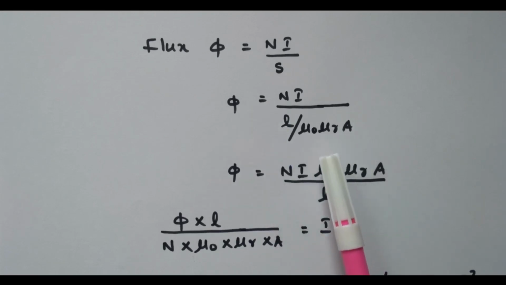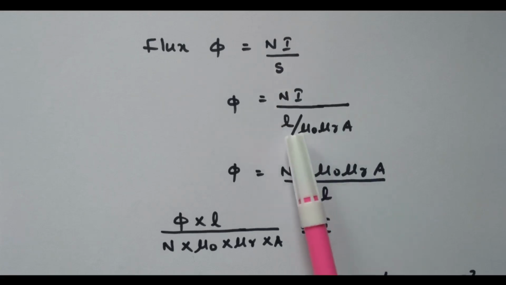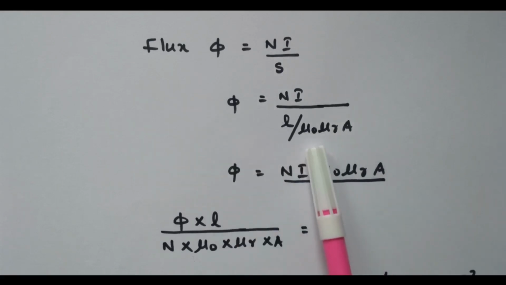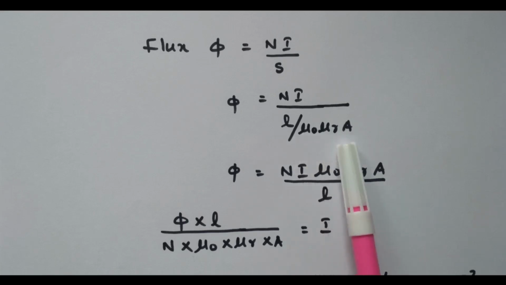Like R equal to rho L by A, similarly S equal to L divided by mu naught A. L by A is common. There rho, the resistivity, is there; here mu is available in the denominator. So this mu naught mu r A will go to the numerator, since it is available in the denominator. Phi equal to Ni mu naught mu r A divided by L.